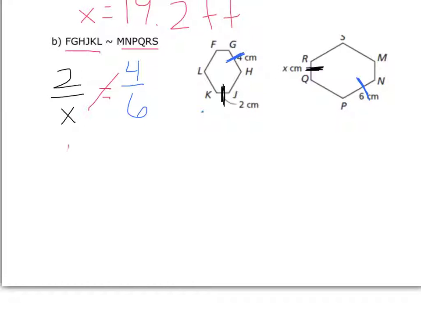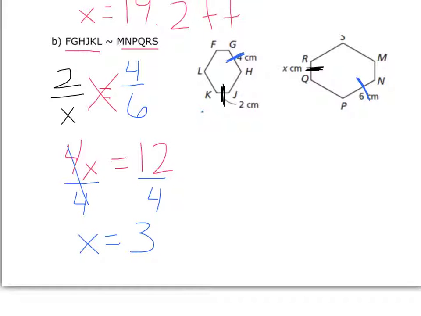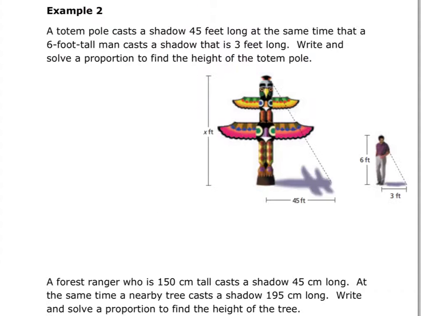So once again, 4 times x is 4x. 2 times 6 is 12. Now we just need to solve this equation. So we're going to divide by 4. We're going to divide by 4. And x equals 12 divided by 4 is 3. We need a label, so x would equal 3 centimeters. In other words, that piece right there is 3 centimeters long.